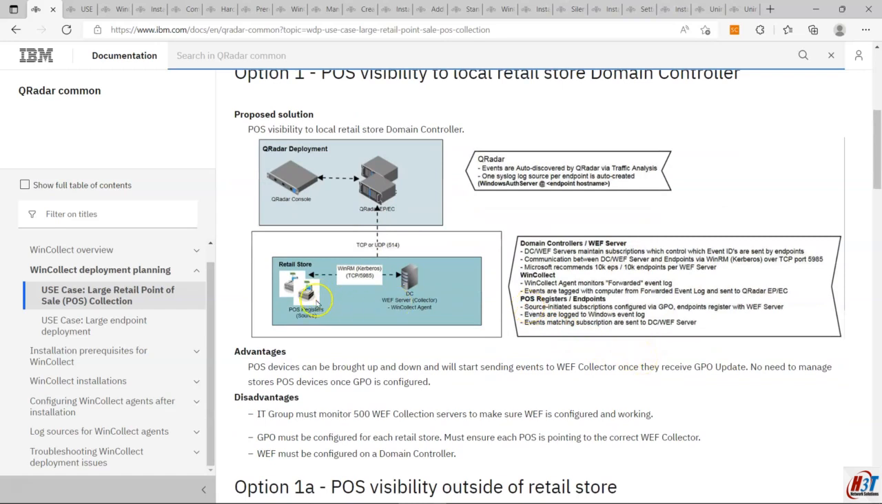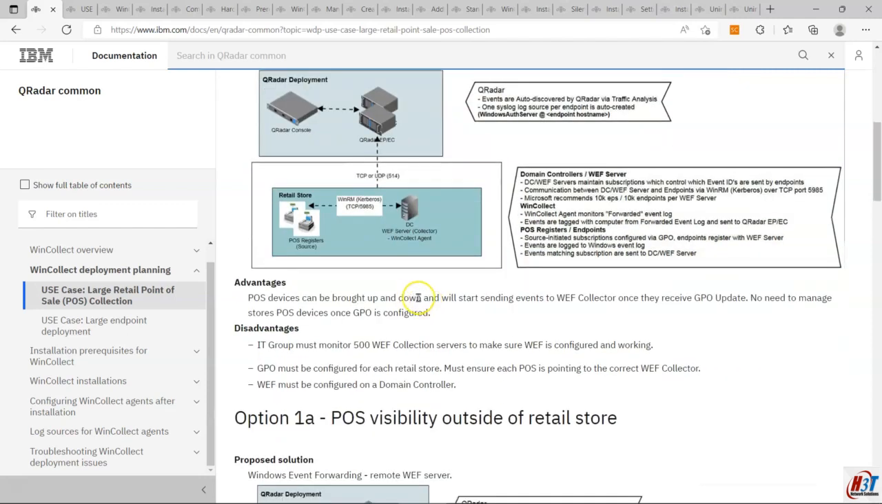The point of sale endpoints subscribe to the collector through a GPO policy, and the events are logged to the Windows event log. The events matching the subscription are sent to the domain controller collector. So the GPO is applied to the point of sale, and whichever events in the point of sale's Windows event log match the subscription are sent. The subscription actually allows us to filter even which events are sent to the collector.